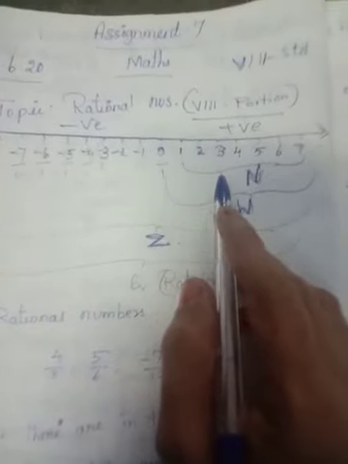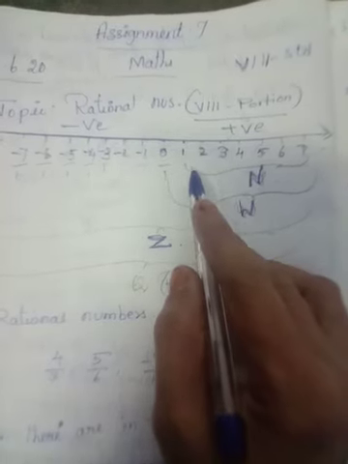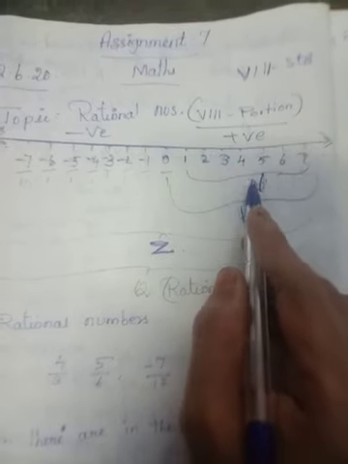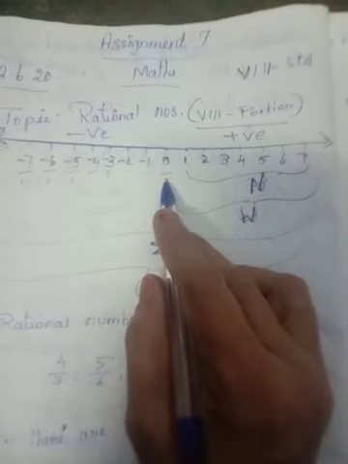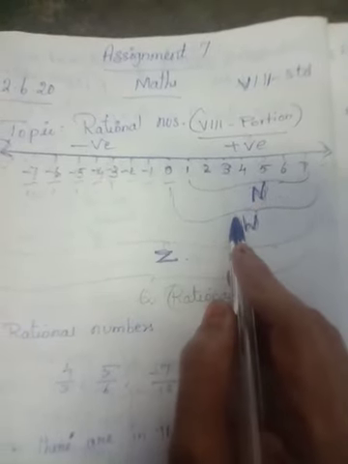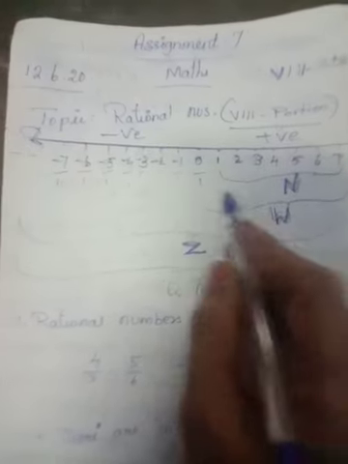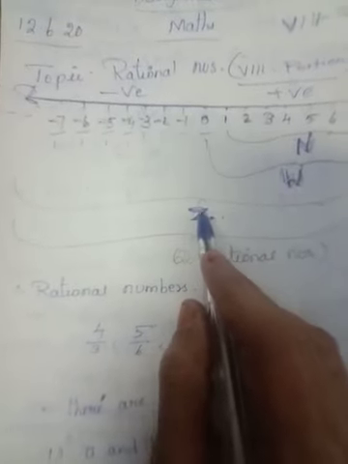Now I recall that natural numbers are the numbers starting from 1 to infinity. They are denoted by capital N. The natural numbers along with 0 are called the whole numbers. It is denoted by W. The whole numbers and the negative numbers together are called the integers. It is denoted by Z. Integers are also rational numbers.